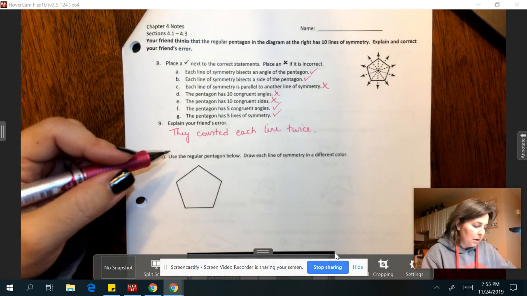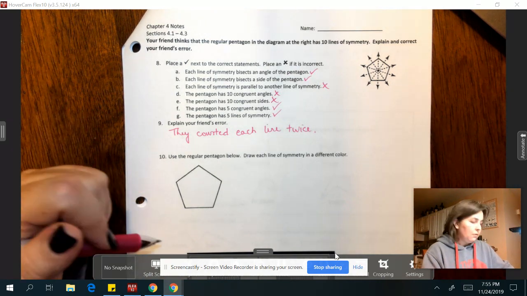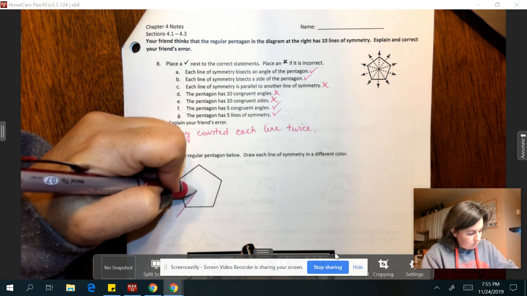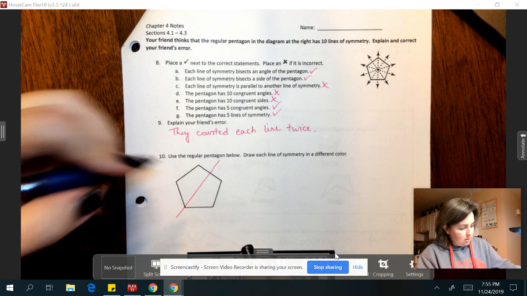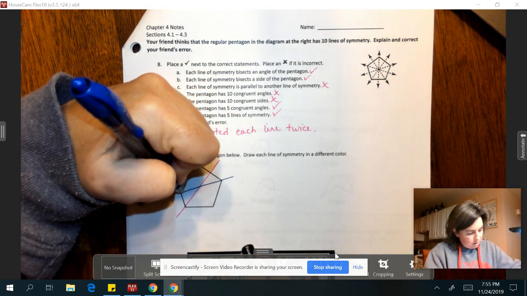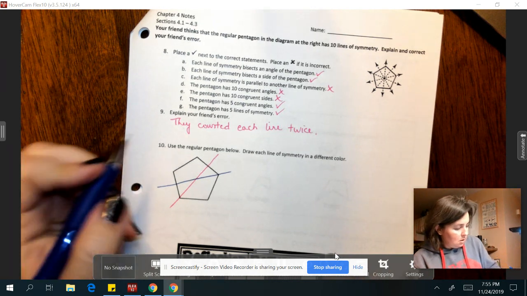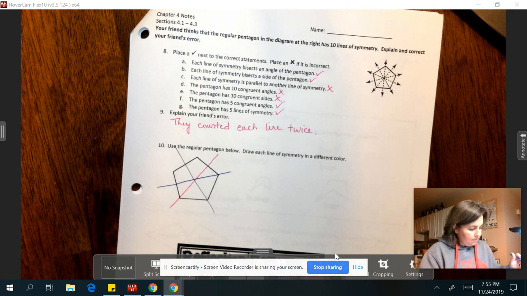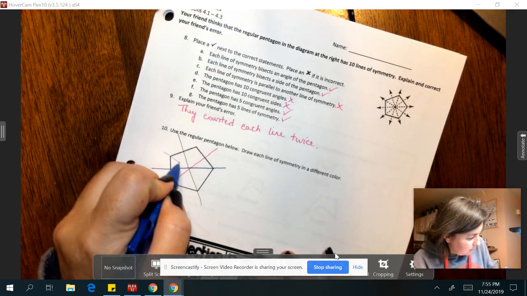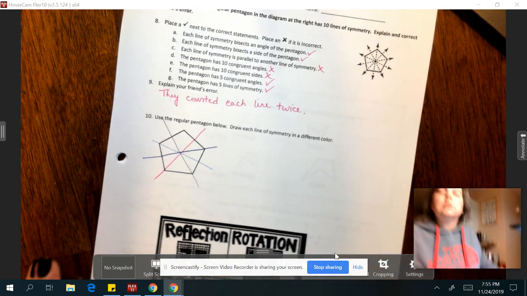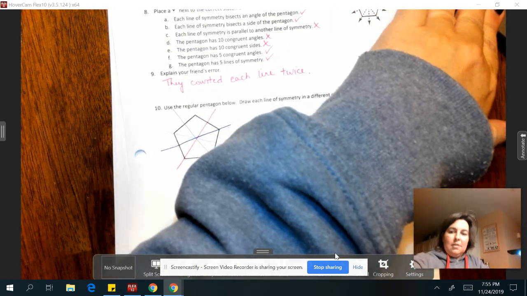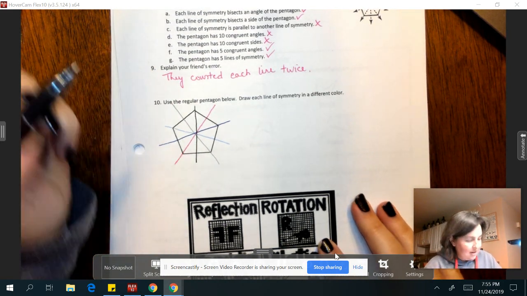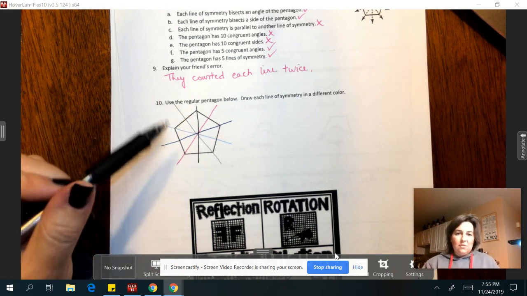Okay, use the regular pentagon below. Draw each line of symmetry in a different color. And okay, so I'm going to put, there's one here. There's one here. There's one here. There's one here. Of course, I'm out of colors. Let's see here. Then there's one here. Okay, so you should have, there's 5 different ones.